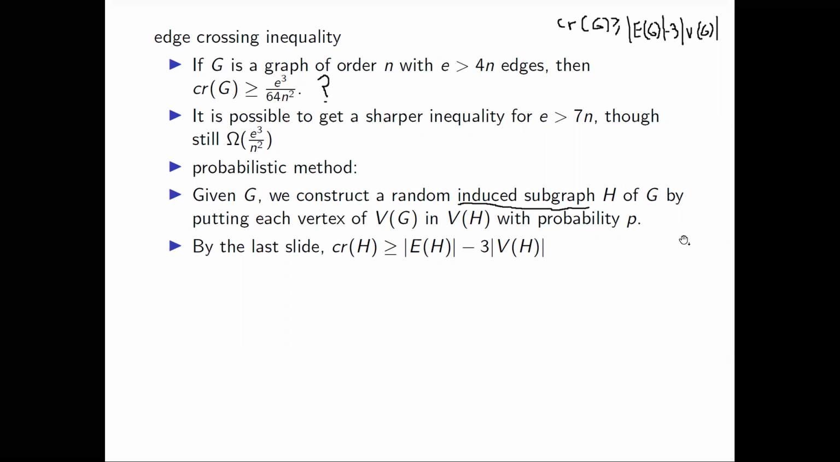And now we're going to use that useful inequality that we proved on the last slide. So for any graph, we can say that the crossing number of the graph is at least the number of edges in the graph minus 3 times the number of vertices in the graph. So this is what we have up here in this corner. And we can apply that specifically to the random graph that we just generated, this random graph H. We can say that the crossing number of H is at least the number of edges in H minus 3 times the number of vertices in H.